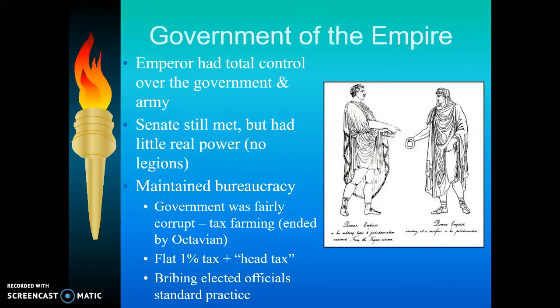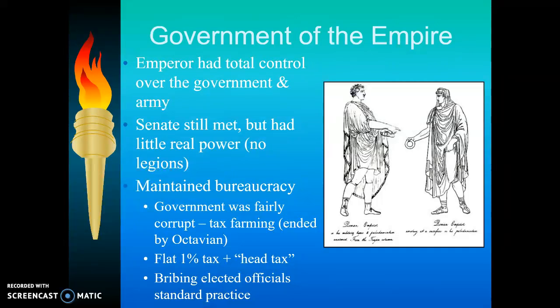Rome was pretty corrupt. They engaged in tax farming, which was basically the state would auction off the ability to tax the provinces to the high bidder. They would essentially get the taxes paid up front, and then these private citizens would go and squeeze as many people as they could for as much money as they could, hoping to profit off the taxation process.